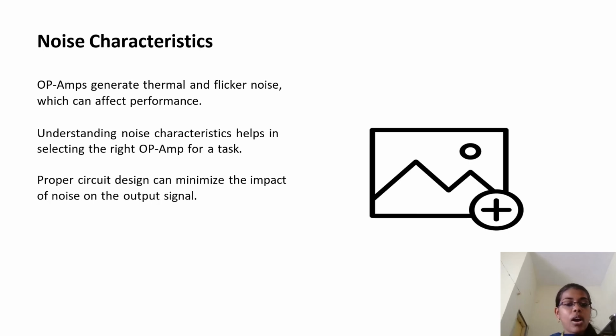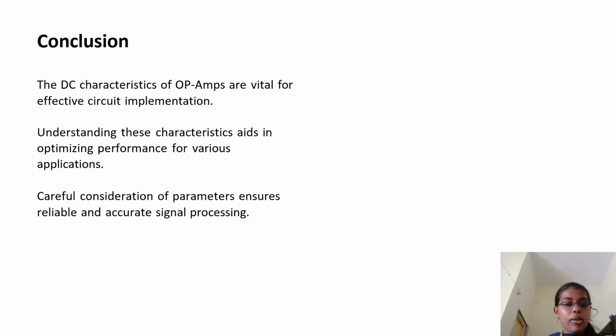Noise characteristics. Op amps generate thermal and flicker noise, which can affect performance. Understanding noise characteristics helps in selecting the right op amp for the task. Proper circuit design can minimize the impact of noise on the output signal.